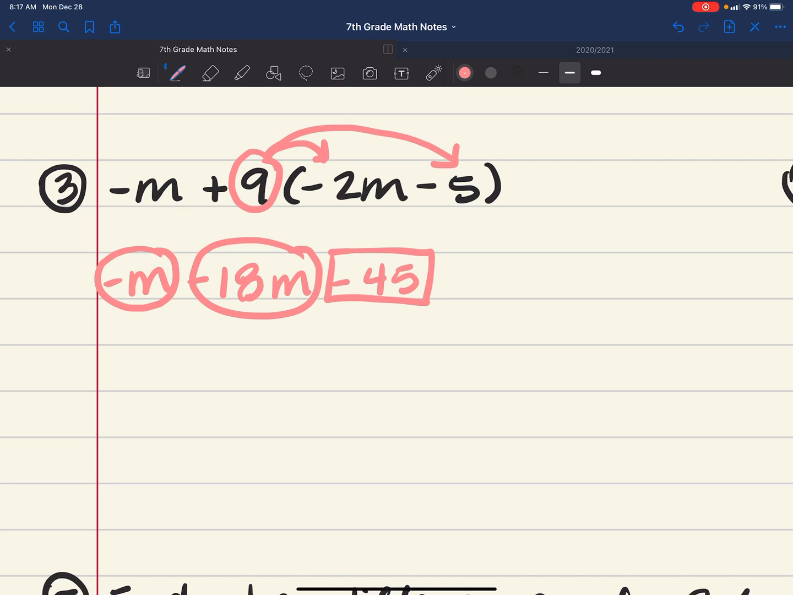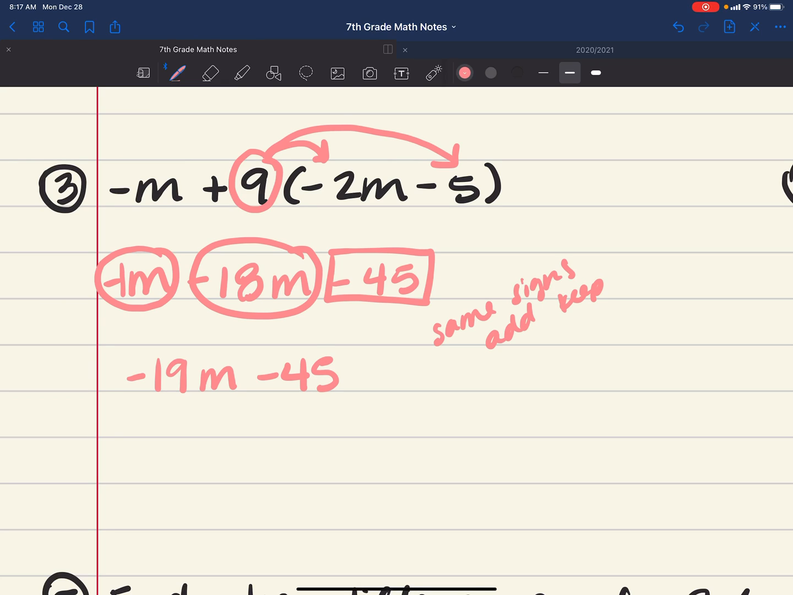So I'm going to put together the m and the 18m. I know same signs, add and keep. And they both have negatives. So I know that I'm going to add 1 plus 18, right? Because there's an imaginary 1 in here, which is 19. So negative 19m minus 45.